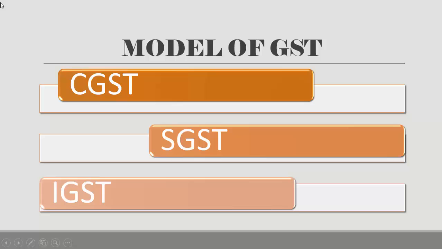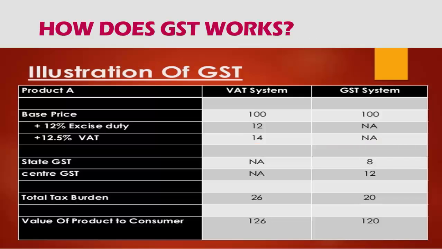The proposed model of GST is divided into three categories: CGST, SGST and IGST. CGST will be charged by the center, SGST will be charged by the state and IGST will be charged both by the center and state.